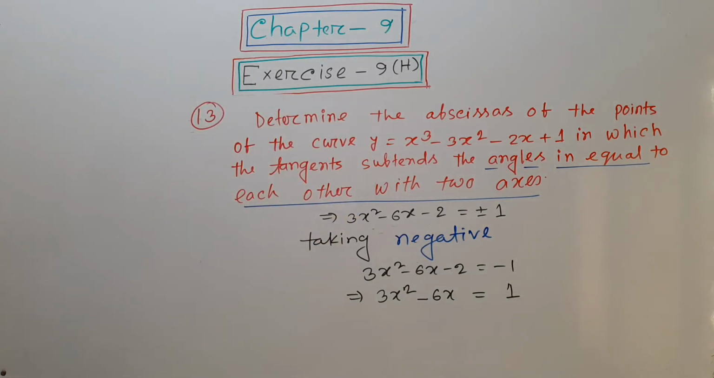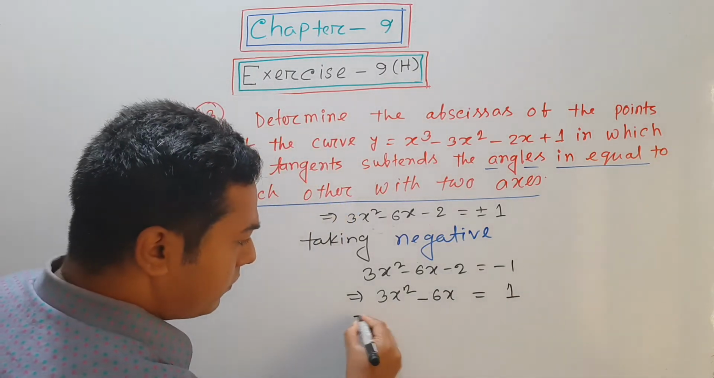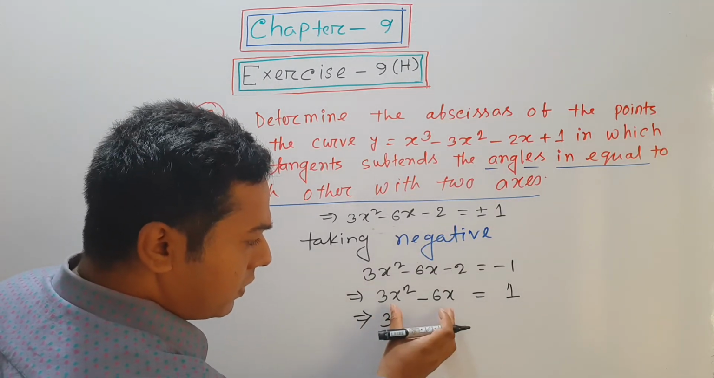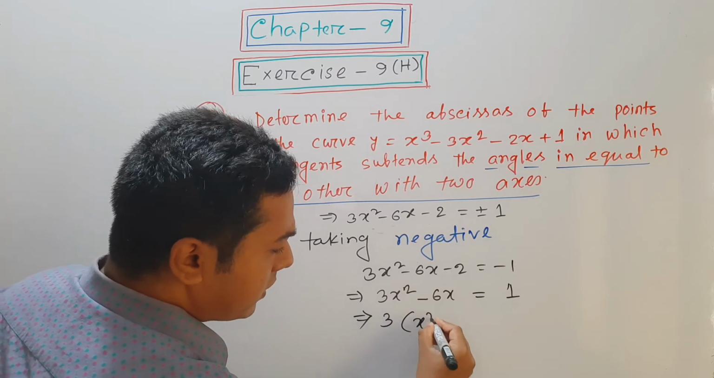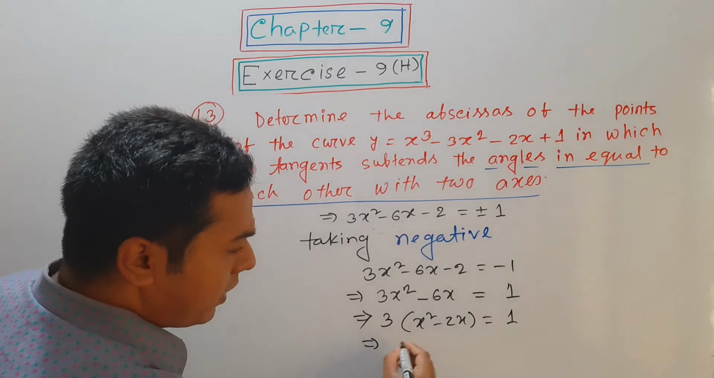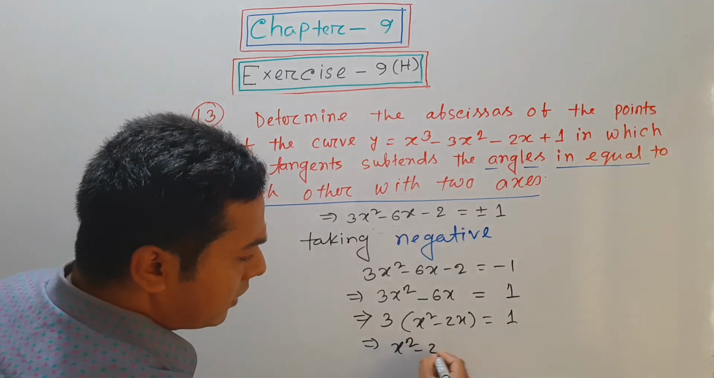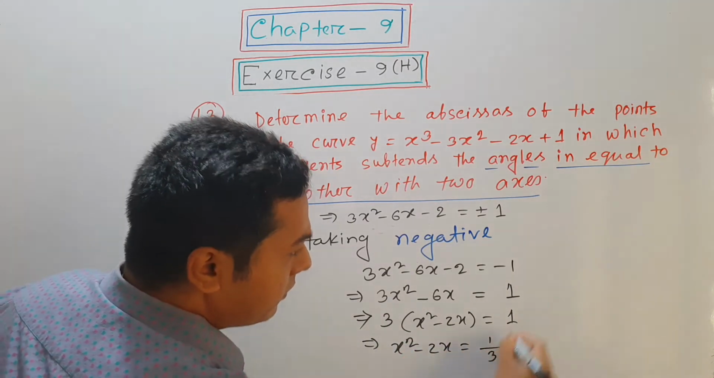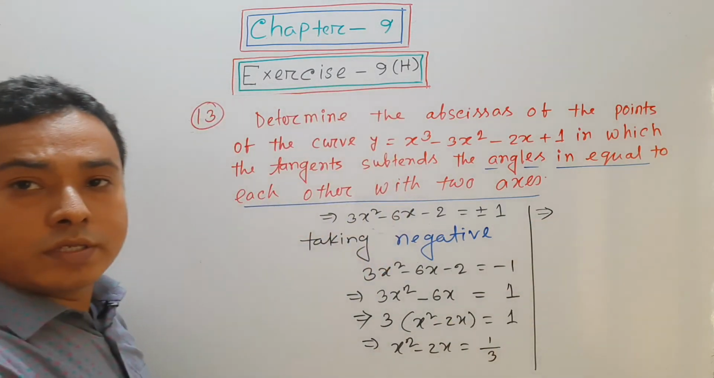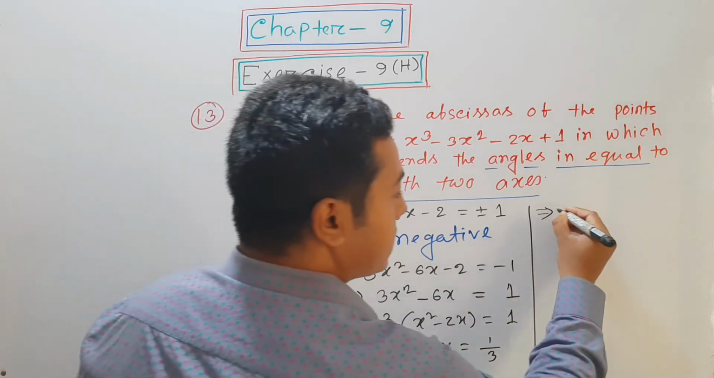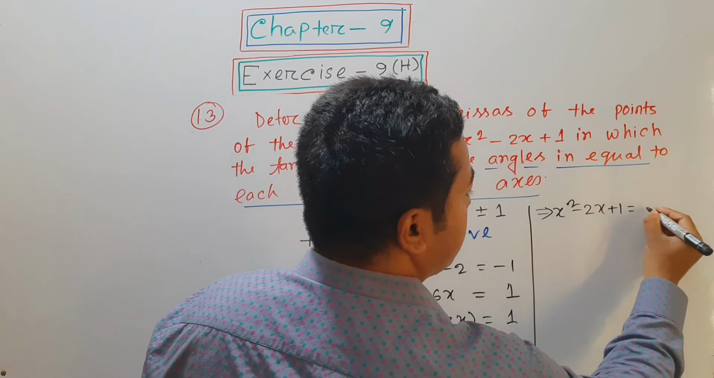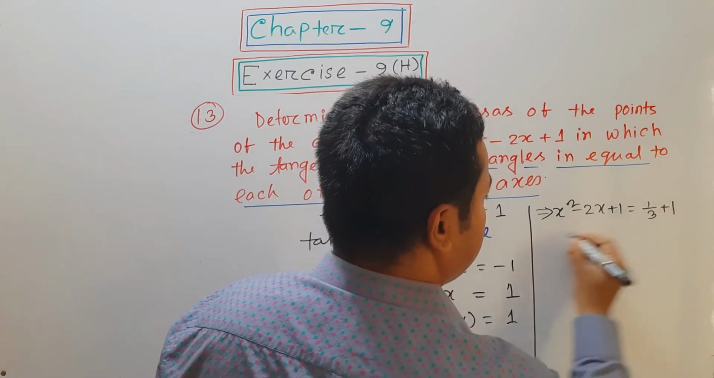It will be 1. So 3 as a common in left hand side, x square minus twice x is equal to 1. So x square minus twice x is equal to 1 by 3, and adding 1 in both sides, then we will get x square minus twice x plus 1 is equal to 1 by 3 plus 1.